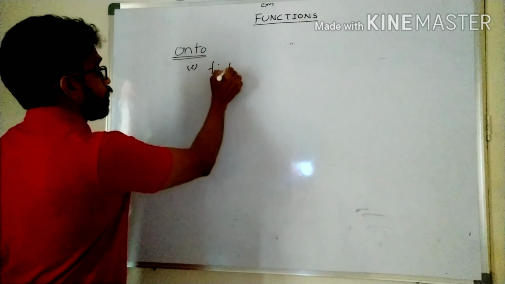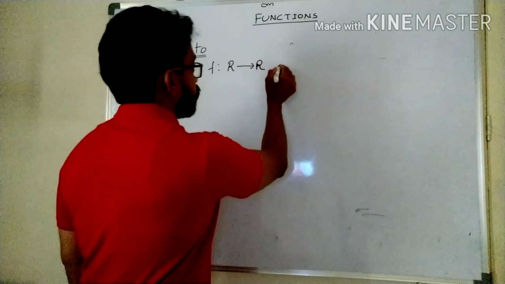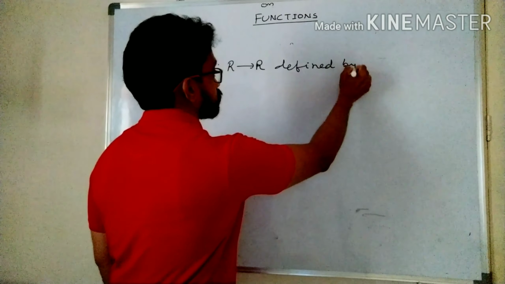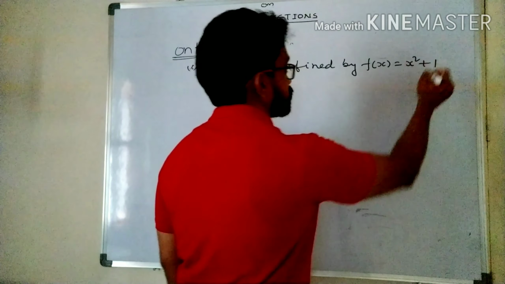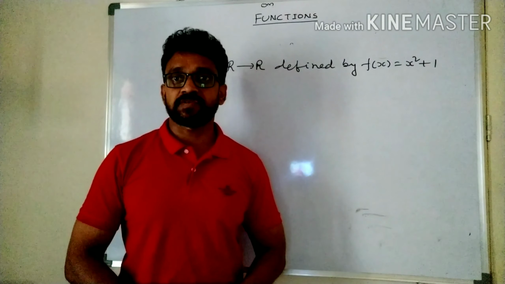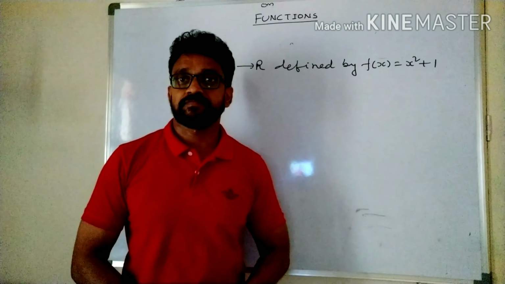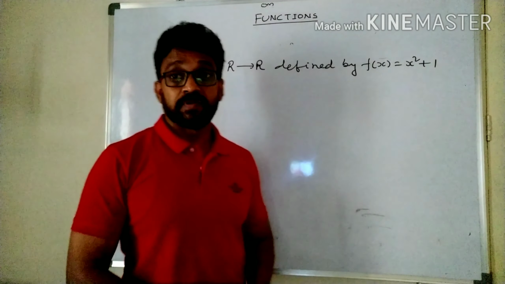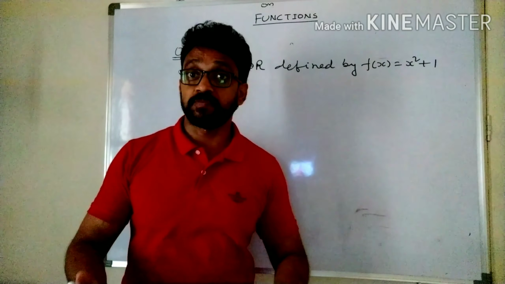f from R to R, defined by f of x is equal to x square plus 1. f of x is equal to x square plus 1. Is the function onto or not? Just observing here, one condition is given: if the range of the function is equal to the codomain of the given function, then f is said to be onto.